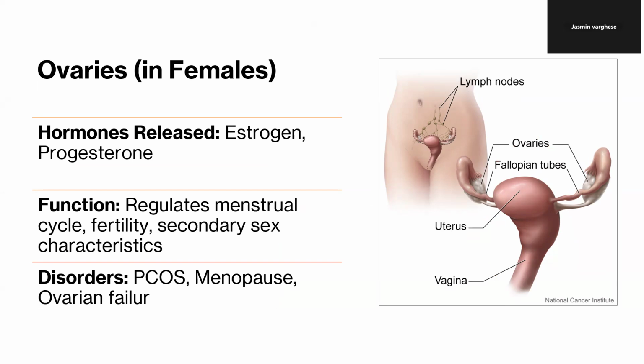You just focus on the hormones now. Hormones released by ovaries are estrogen and progesterone. It regulates the menstrual cycle and it helps in the development of ovum.